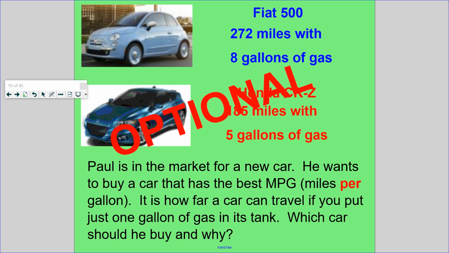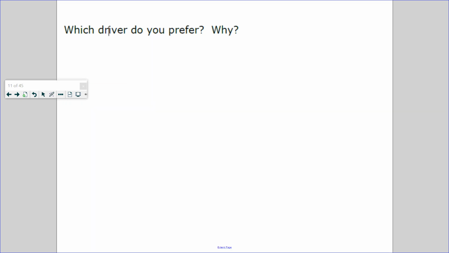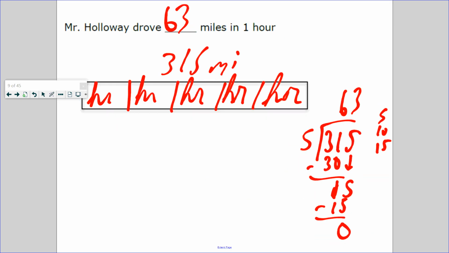Very slow. So which driver do you prefer? I definitely prefer Mr. Holloway because he drives 63 miles for every hour. So what happens is if he drove only 2 hours, this is 63 miles, 63 miles. That would be 126 miles. What if he drove for 3 hours? 63, 63, 63 would be 189 in 3 hours.